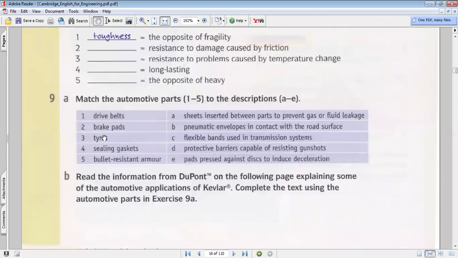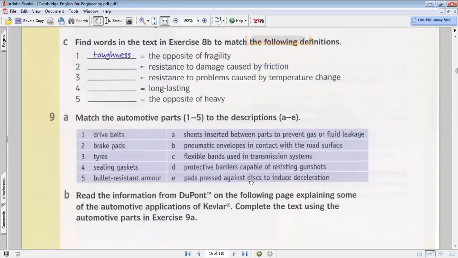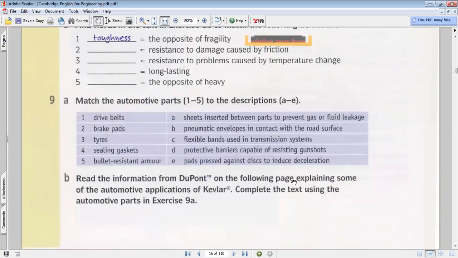Let's see number two. Brake pads. هذه pad اللي هي المخدة. Brake pad يعني مخدات البريك نفسه. Pads pressed against discs to induce deceleration. To induce deceleration. Yeah, that's the brake pad. هي المخدات المضغوطة على الدرم أو على الديسك مشان تولد التباطؤ. The brake pads are pressed against the drum or disc.